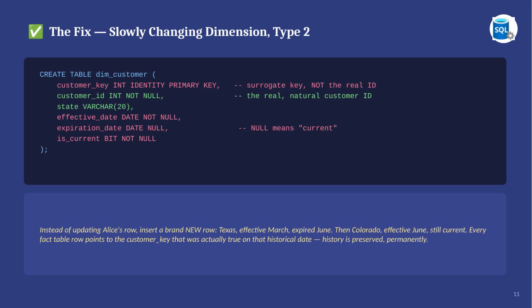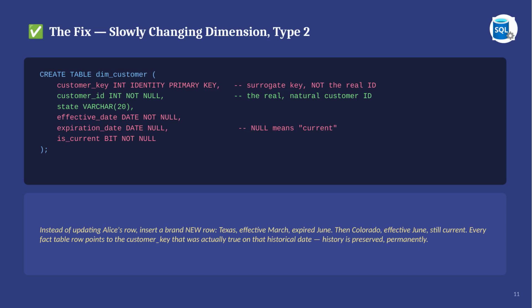Instead of updating Alice's row in place, you insert a brand new row, Texas, effective March, expired June. Then a second row, Colorado, effective June, still current today. Every single fact table row points to whichever customer key was actually, historically true on that specific date, so history gets preserved permanently, instead of being silently overwritten the moment something as ordinary as a customer's address changes.